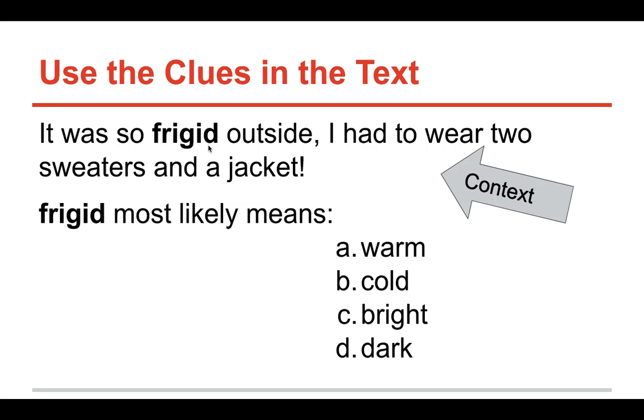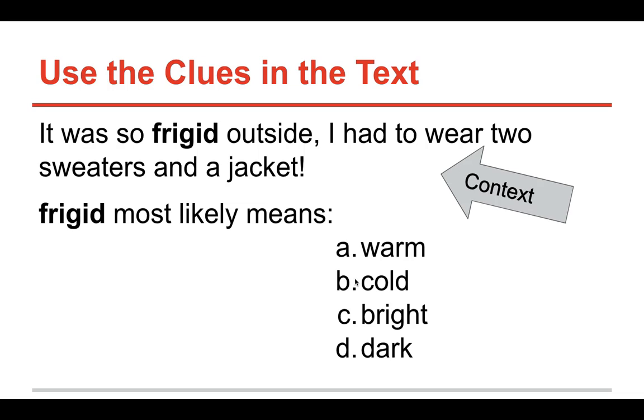The first thing you should do is try to figure out the meaning of the word using the text, in this case, this sentence. We also call this the context. I'll explain in a moment. If I were reading this sentence, it was so frigid outside, I had to wear two sweaters and a jacket, I don't know what the word frigid means, but I can guess that this word probably means cold, because if I had to wear two sweaters and a jacket, I must be cold, so it must be cold outside. So in this case, the word frigid means cold.